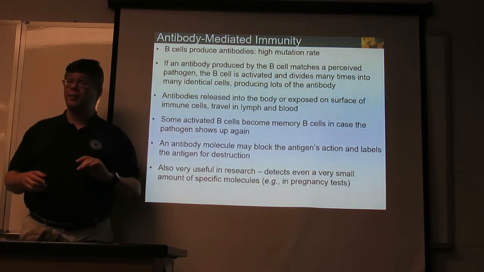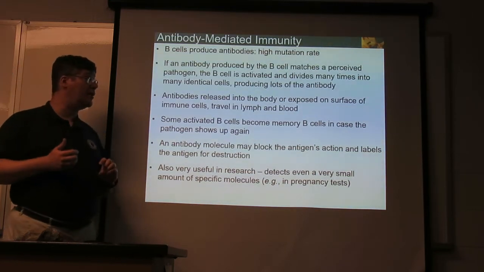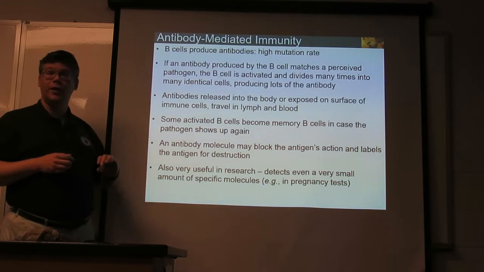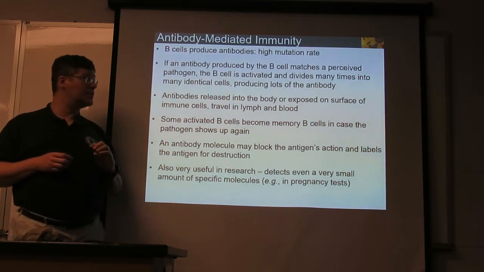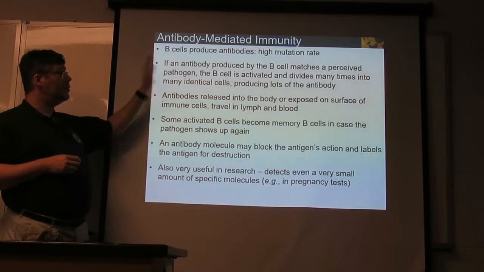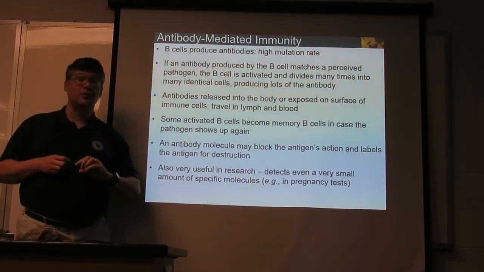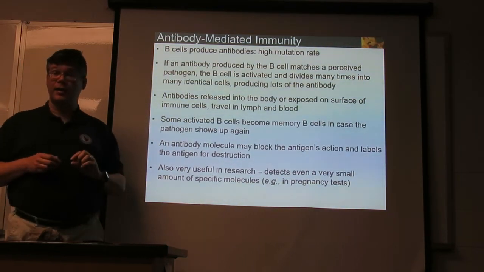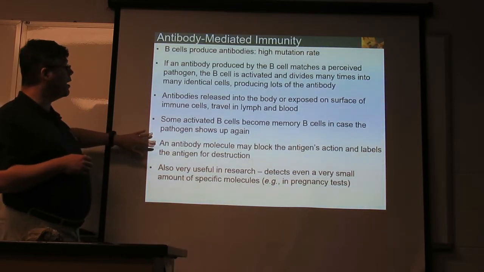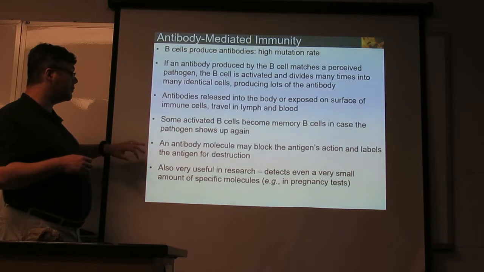And so these antibodies, they can be floating loose in the blood or lymph system. Also, they can be attached onto immune cells. Some of these new activated B cells will go into storage as the memory B cells, ready for next time, while the others are cranking out all those antibodies.